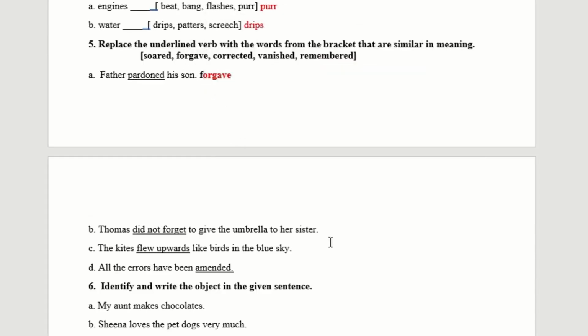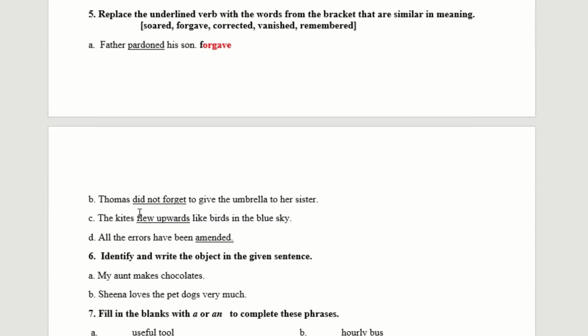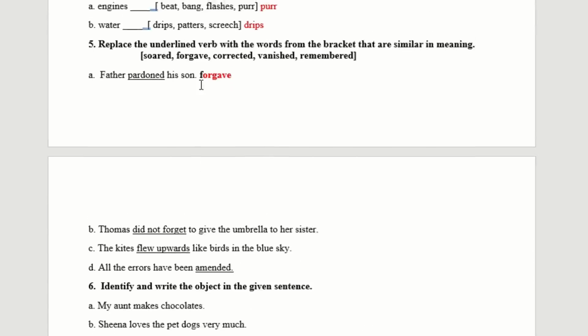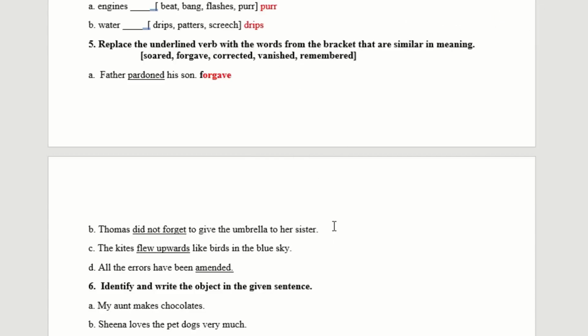Now, let's see question number B. Thomas did not forget to give the umbrella to her sister. Did not forget is underlined. Which is the correct word which replaces this phrase, did not forget? Is it sought, forgive, corrected, vanished, or remembered? Yes, the answer is remembered. Did not forget means remembered. So we can write only the answer remembered.